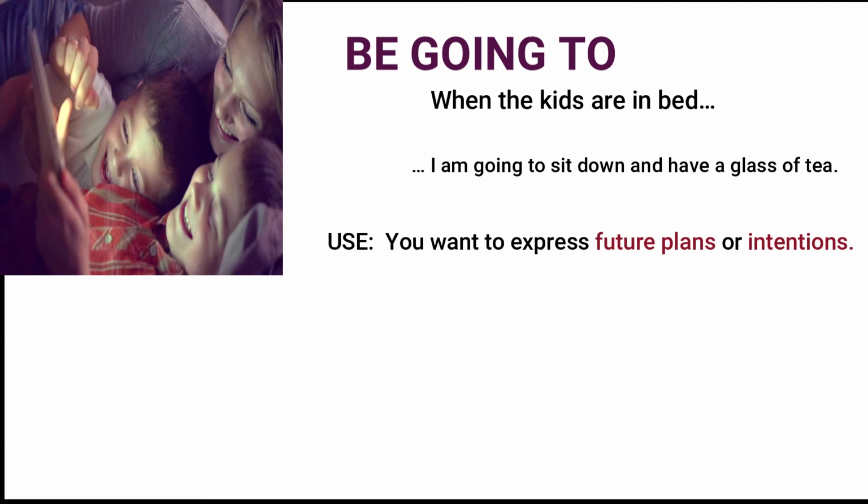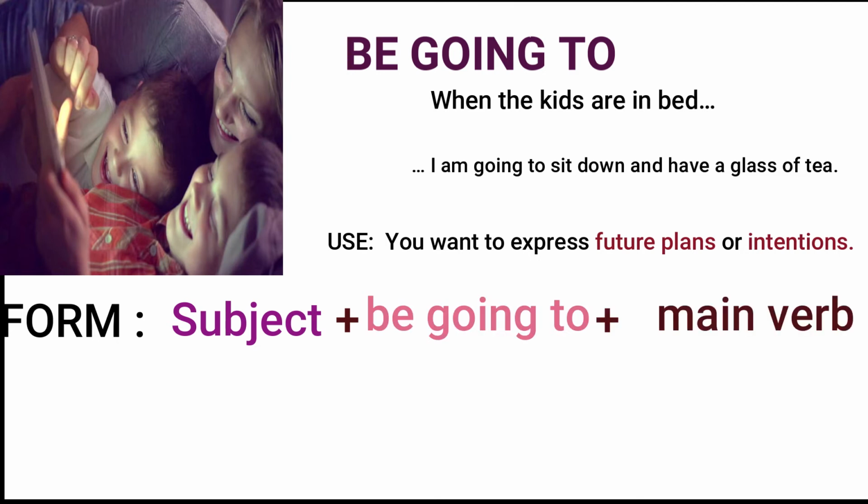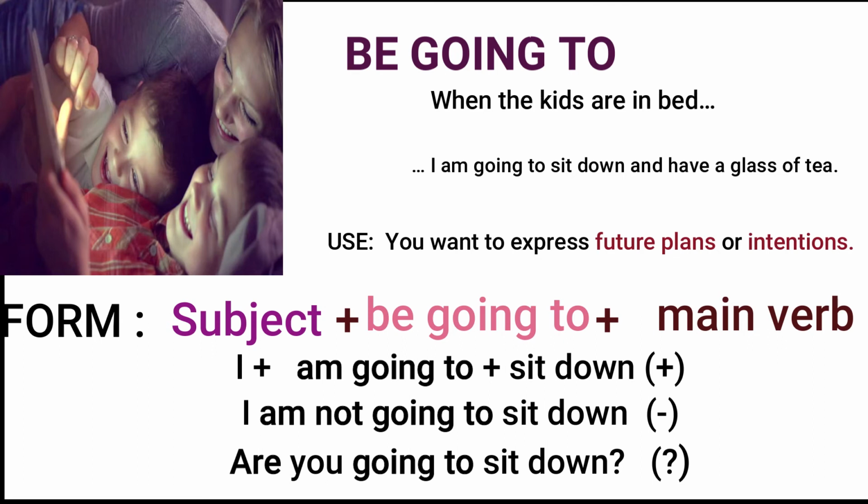Be going to is used to express future plans and intentions, and the forms are as follows. Subject plus be going to plus main verb. And this is the affirmative. I am going to sit down, you are going to sit down, he's going to sit down, etc. Let's take just I here. The negative, I am not going to sit down. The interrogative here, let's ask the lady the question, are you going to sit down?